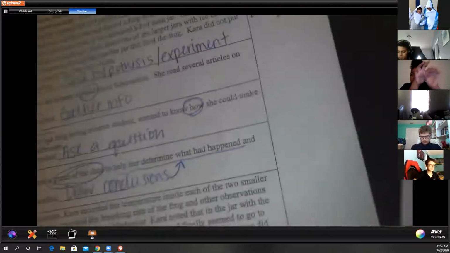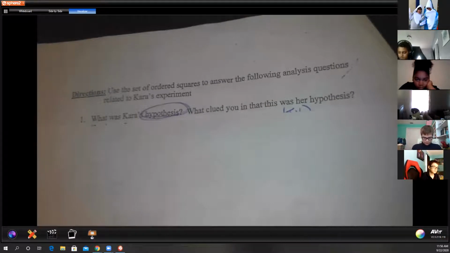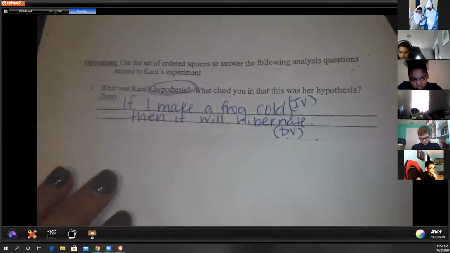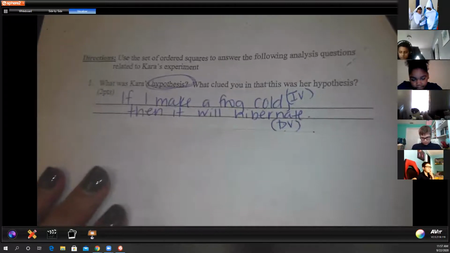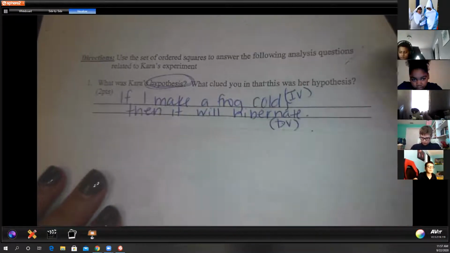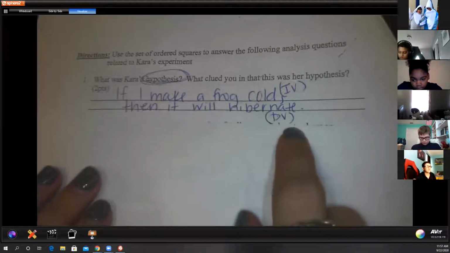So I'm moving on to the next page. What was Kara's hypothesis? Who can tell me what her hypothesis was? Cody. Perfect. She said, if you make a frog cold, it will hibernate. You could say, if I add ice, because that would definitely identify our IV, right? If I add ice and make it cold, then it would make it hibernate.